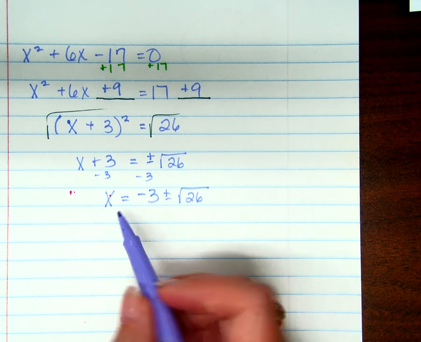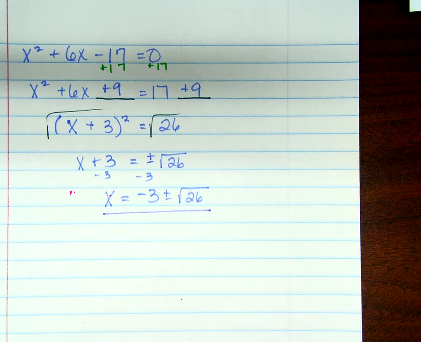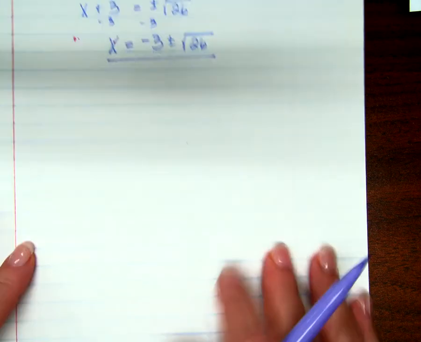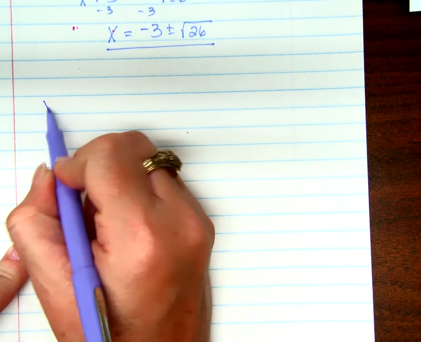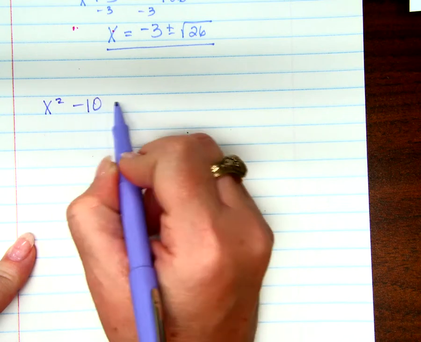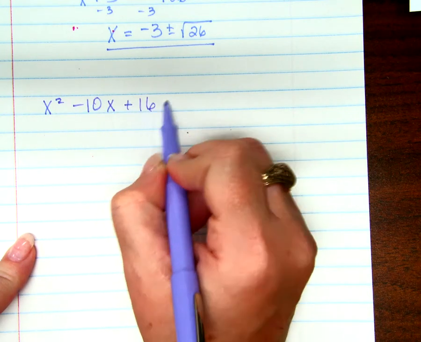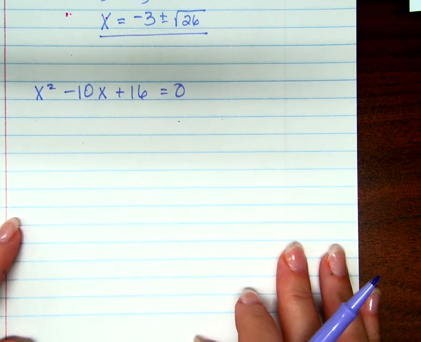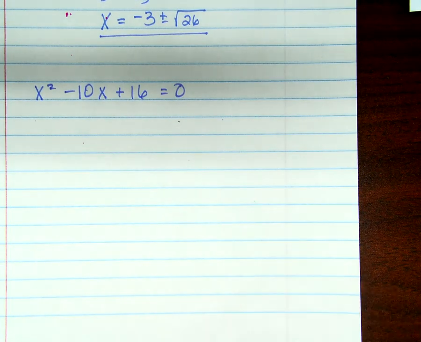Okay? Guys, that's the answer. We're done. You ready for the next one? Okay. X squared minus 10x plus 16 equals 0. What would you like to do first?